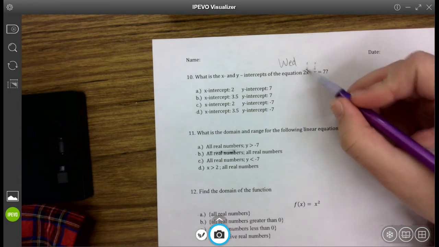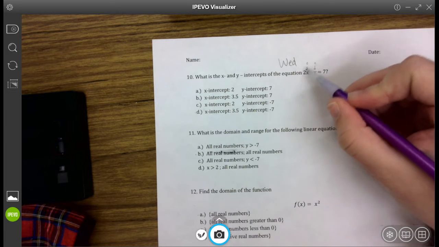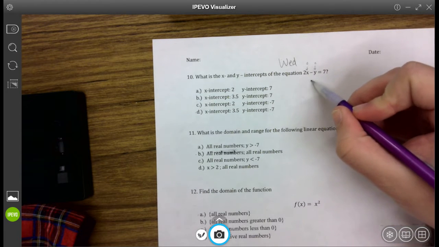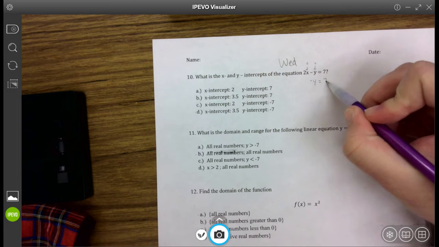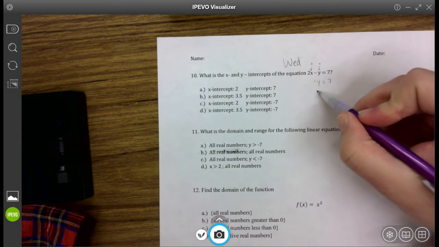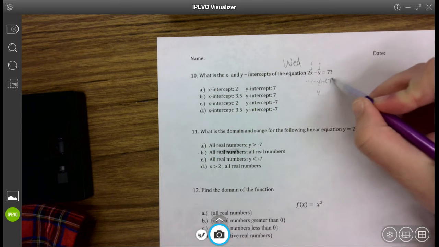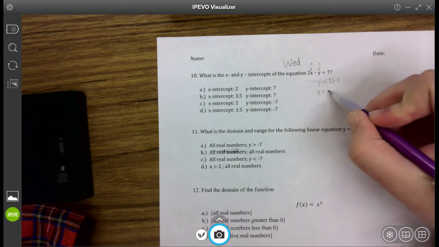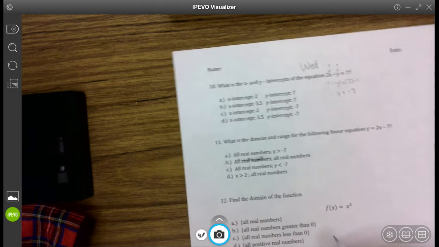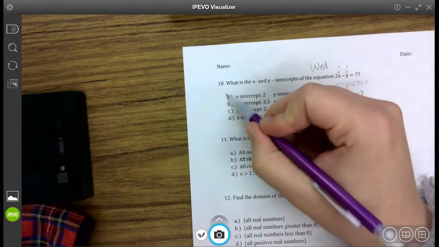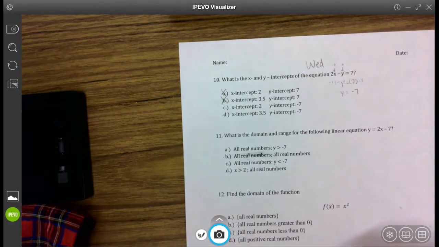So if we plug in a 0 for x, we get 2 times 0 is obviously 0, so we get negative y equals 7. Now to make this a positive y, you can multiply this by negative 1 on both sides, so we get y to equal negative 7. So we can automatically cross off A and B.